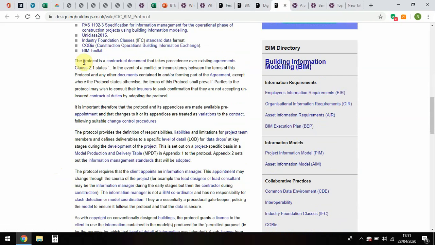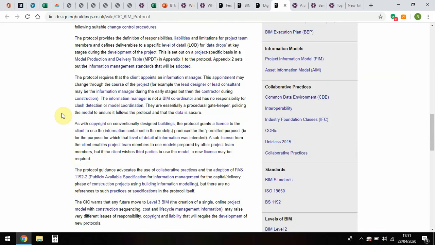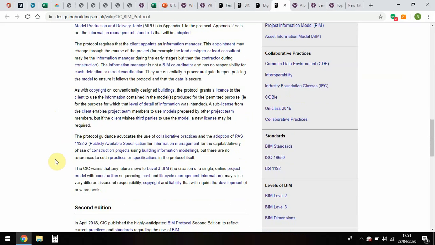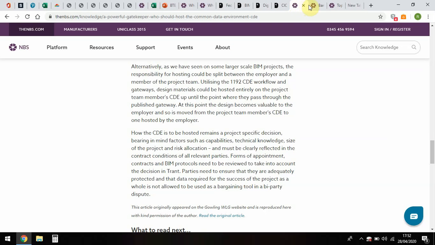It talks about the fact that the protocol is a contractual document, so the aim of it is to try and make sure there aren't issues, that everyone understands what they're doing, and to make it as seamless as possible. It talks about copyright and licensing in terms of the client and how they can use their information. That's going to be more important when we go on to the next task, but certainly when you're talking about composite versus federated, these things help you in terms of copyright and licensing and who owns what, and they're definitely important in helping the facilitation of using these.